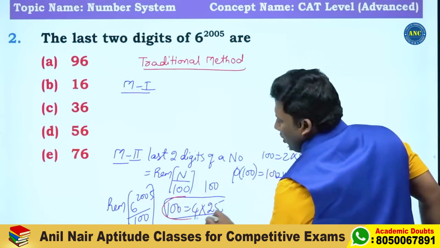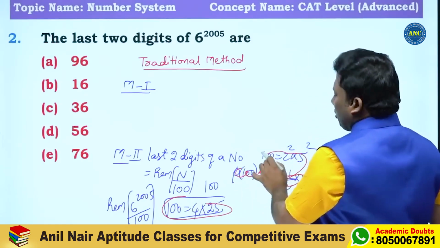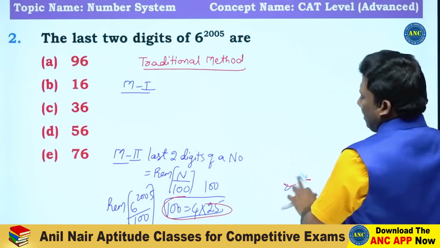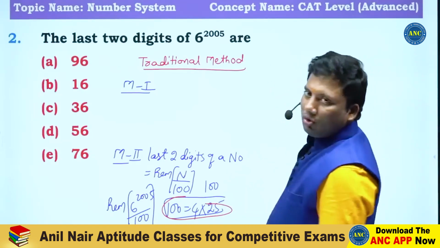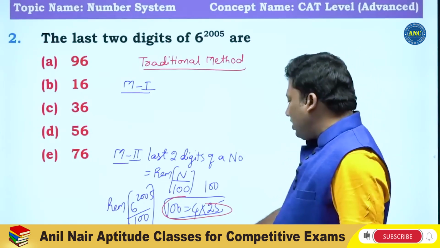100 equivalent to 4 into 25, they will do. Numerator and denominator are not co-prime, so Euler's method definitely we have to apply only after taking the common factors out. 6 is an even number, 100 is an even number. This is one method they will use.